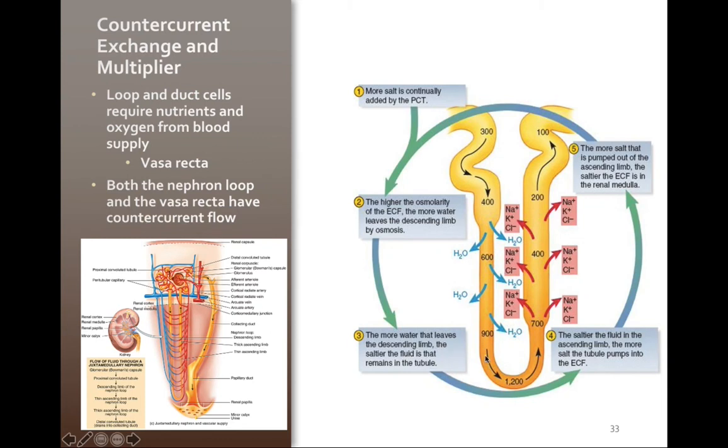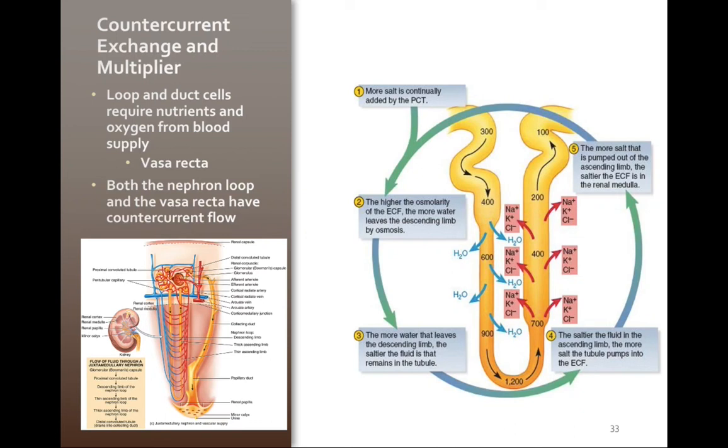We're eventually going to produce a very, very concentrated fluid as we make our way down here to this hairpin turn. And as we move up the thick ascending limb, these solutes are going to start getting transported out and reabsorbed back into the peritubular capillaries. The saltier this fluid is, the more those substances are going to be pumped out into the extracellular fluid. And that's going to make the extracellular fluid much, much more salty. You can see that we have this cycle: the more salty the extracellular fluid, the more water will be pulled out. The more water that's pulled out, the saltier the filtrate becomes. The saltier the filtrate is, the more solutes are pumped out. And then we repeat this entire process once again.